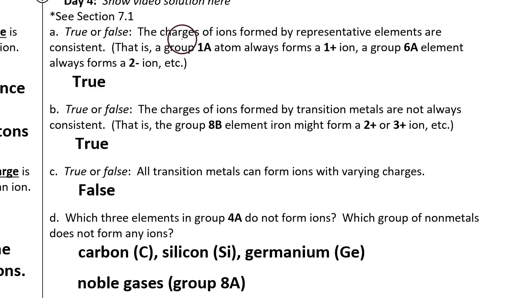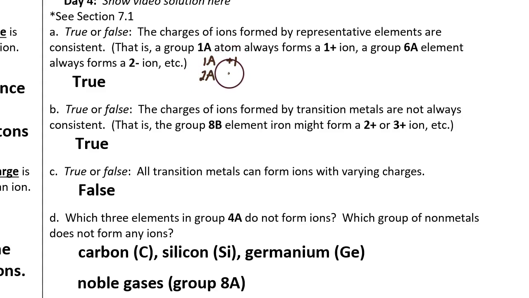What I mean by that is, if the atom is in group 1A, then the ion formed will always have a positive 1 charge. Or if an element is in group 6A and forms an ion, then it will always have a negative 2 charge. That is true. Elements in group 1A make positive 1 charged ions.